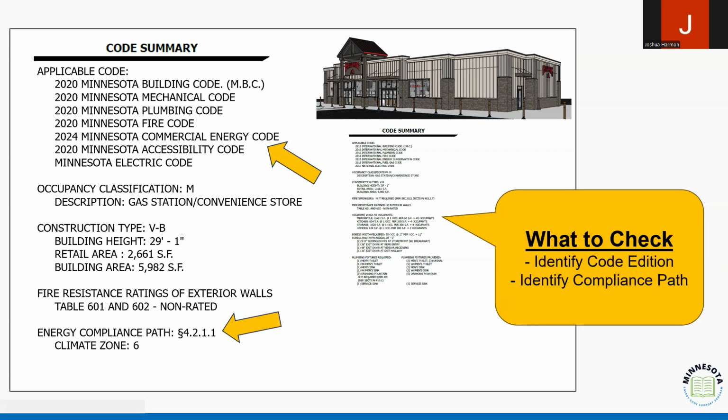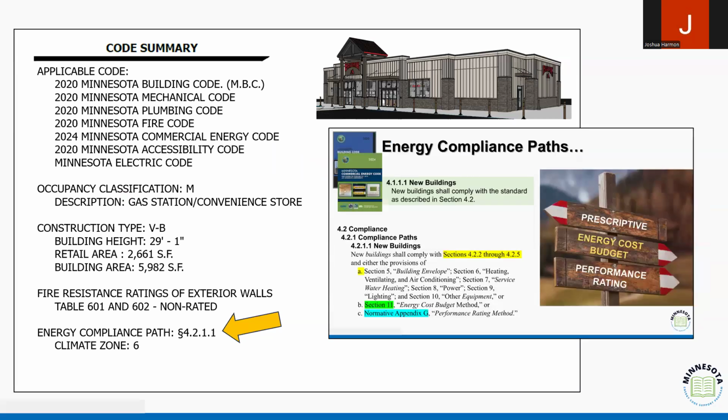And then the second piece of information we need is the compliance path, right? With that compliance path, we can determine more about how that building is going to reach code compliance. We see here listed as an energy compliance path, section 4.211. Now, the only problem with that is 4.211 is actually just telling me it's a new building, right? The compliance path is going to be one of those three options: prescriptive, energy cost budget, or performance rating. Now, remember, prescriptive is going to be that process where we're using the code. We'll talk more about that.